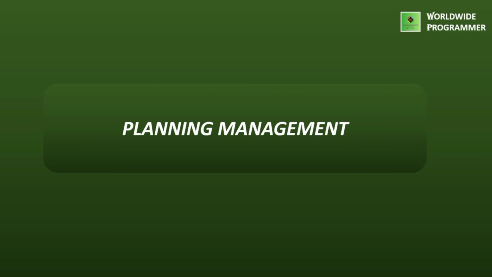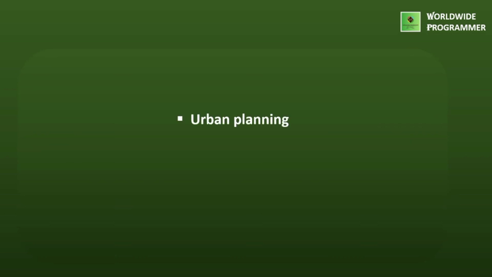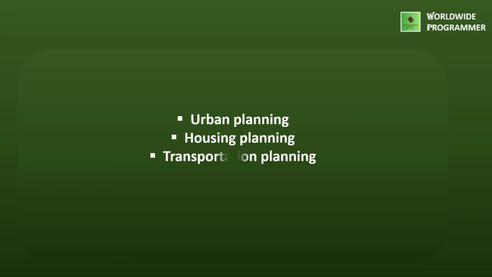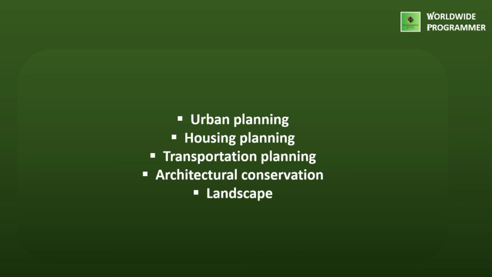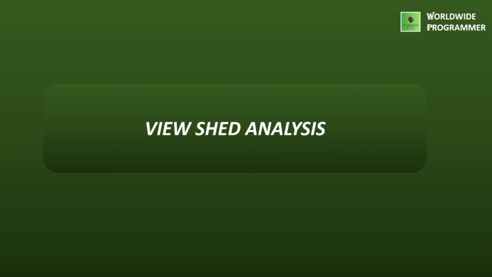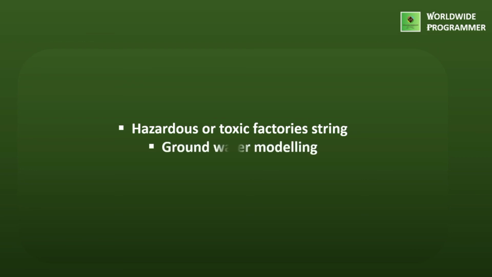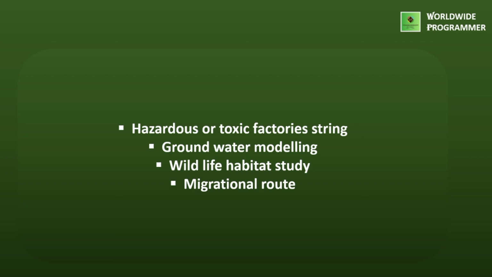Another application area of GIS is in planning management, and those are urban planning, housing planning, transportation planning, architectural conservation and landscape. And the last application area is in viewshed analysis, and those are hazardous or toxic factories siting, groundwater modeling, wildfire habitat study, and the last one is migrational route planning.